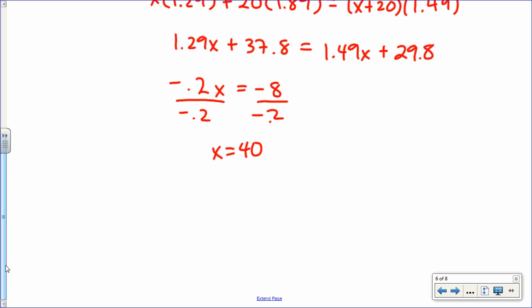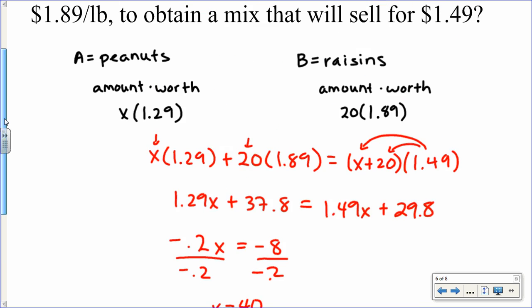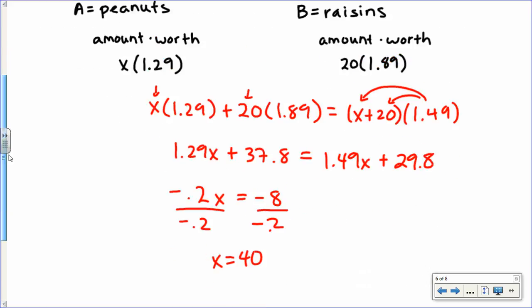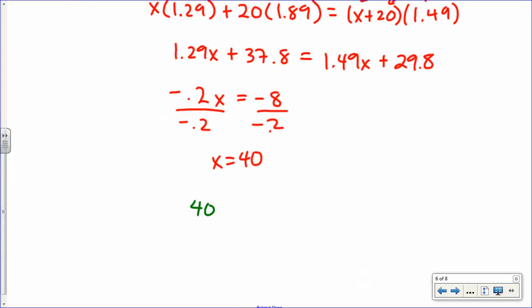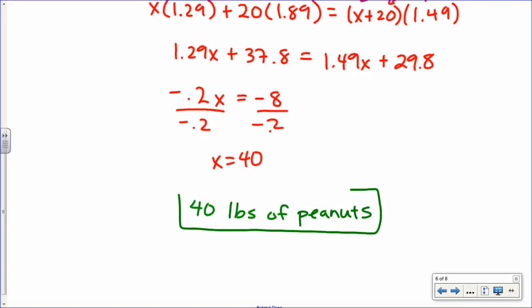So we need to answer the question. How many pounds of peanuts? So 40 pounds of peanuts. Okay? Questions about that?